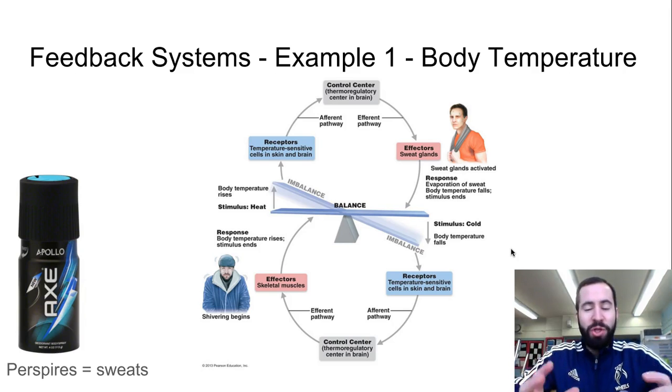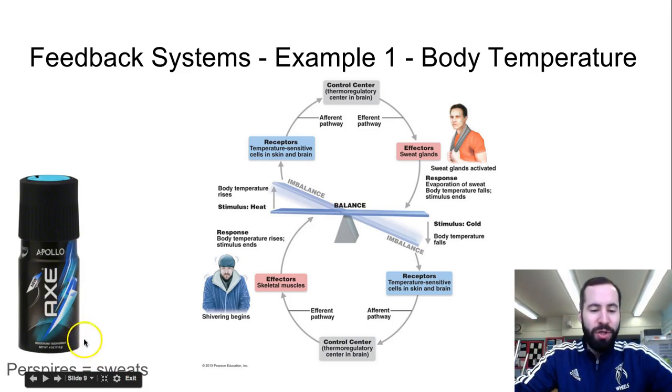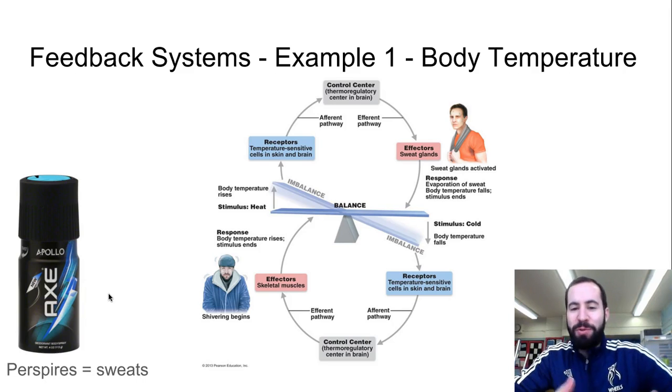If that doesn't work, your sweat glands become activated and you start to perspire. Just so you know, perspire means you're sweating. An antiperspirant is something that helps you stop sweating. Usually you put it under your arms. The sweat, when it comes in contact with the air around you, actually has a cooling effect. So this sweat helps to cool you down.